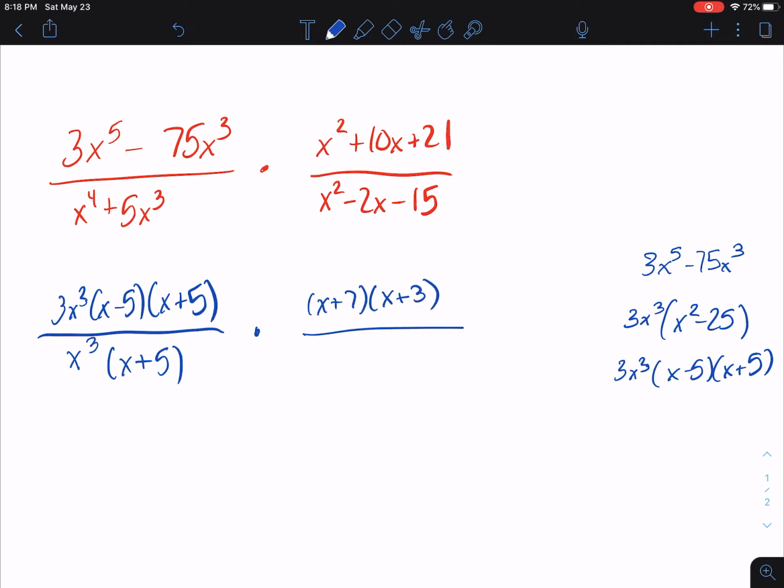On the bottom, it's AM again. I need two things that multiply to negative 15, add to negative 2. That's going to be x minus 5 and x plus 3.